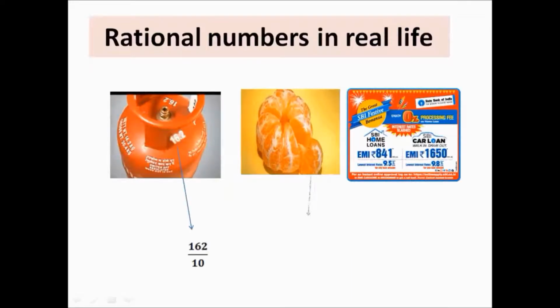Let us see some real life examples. An LPG domestic cylinder showing the weight of the tare and gas in decimal form, which can be written as rational numbers. If an orange is peeled off and 8 pieces are found, then one part of it represents the rational number 1 by 8. In banks, home loans are given for a predetermined interest rate, as given in the picture. They are given in decimal percentages, which can be converted into rational numbers.